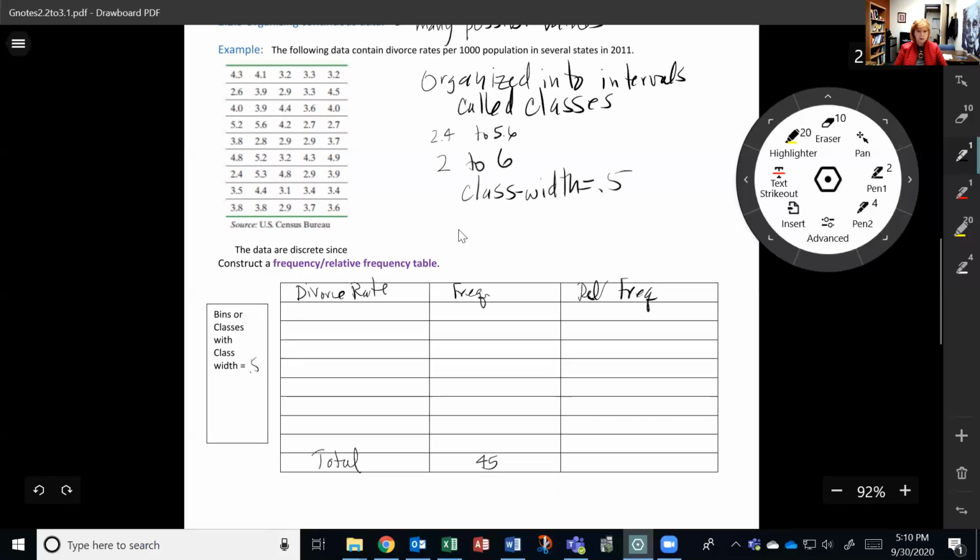So these are my classes. My first one is going to be 2 to 2.5, but my next group will start at 2.5. So rather than 2.5 going in the first group, I'm going to say that 2.5 goes in the next group. So the first group is everything from 2 to 2.4, since it's only in 2 decimal places, and here we have one of those. The next group is going to be from 2.5 to 3, but 3 goes in the next group, so this is going to be 2.9.